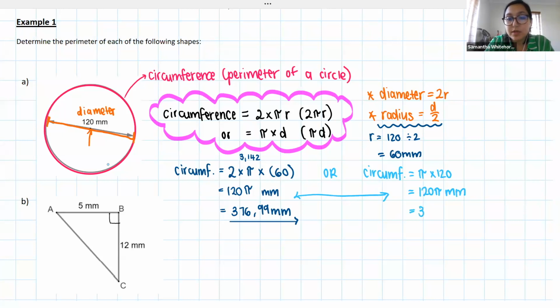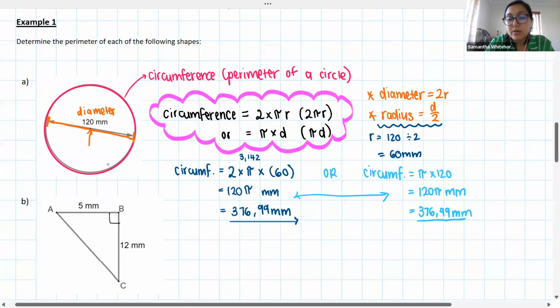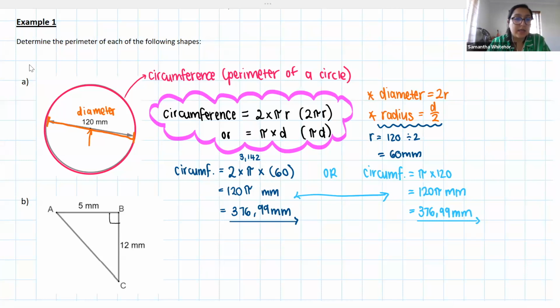And when we convert that, 376,99 millimeters. So again, grade 8, it makes no difference which formula you choose to use. It is your choice. Like I said, I personally would pick one and stick with it, just so that you're not learning more formulas or more rules than necessary. But it is entirely up to you.